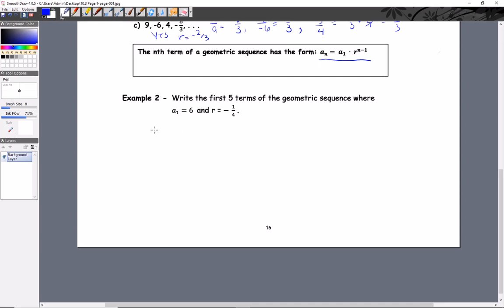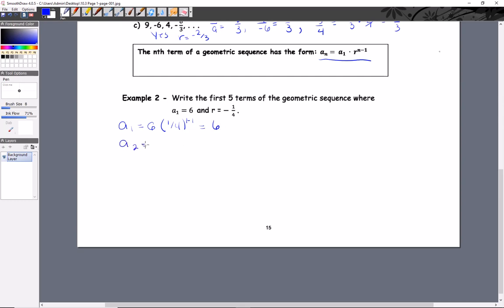So for example, to write the first 5 terms of the geometric sequence, a1 is 6, and r is negative 1/4. Well, that is your first term, but I will run it through the formula just to verify. a1 is the first term, 6, times negative 1/4 raised to the 1 minus 1 power, which is the 0 power. Anything to a 0 power is 1. 1 times 6 is 6. Good, that verified that.